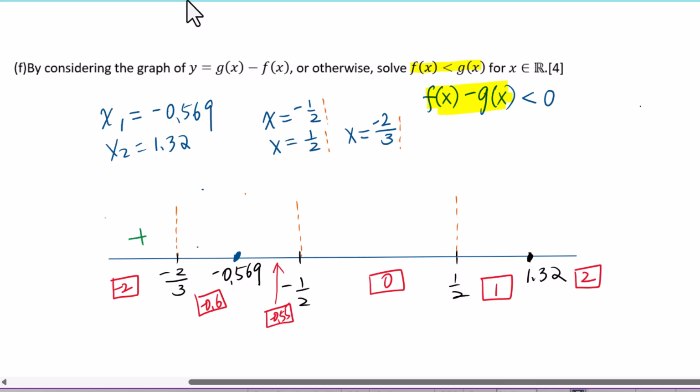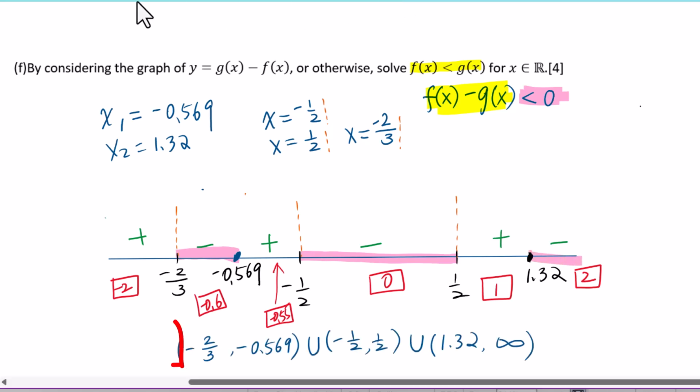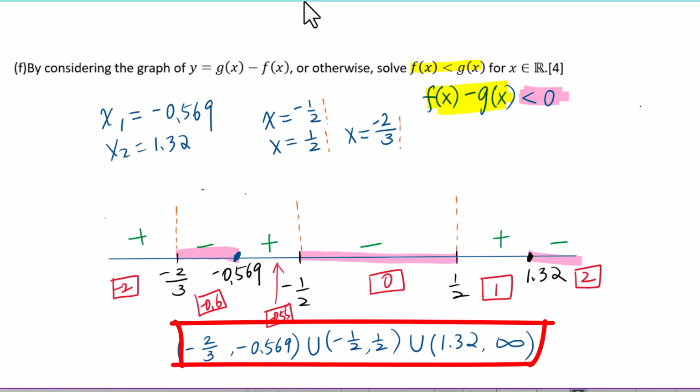Positive, negative, positive, negative. We are looking for the negative intervals. So this is our solution. This is the solution for f of x less than g of x.